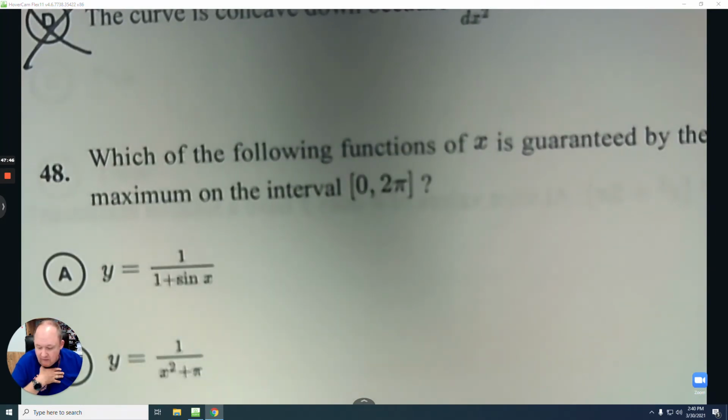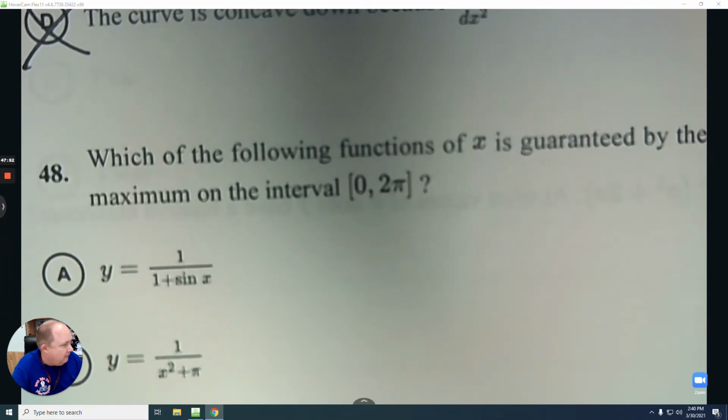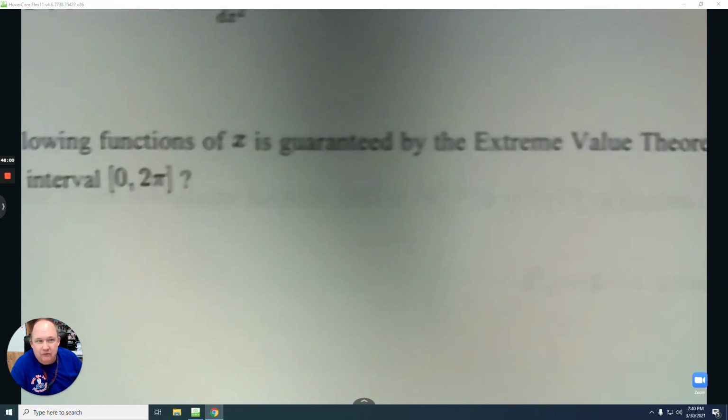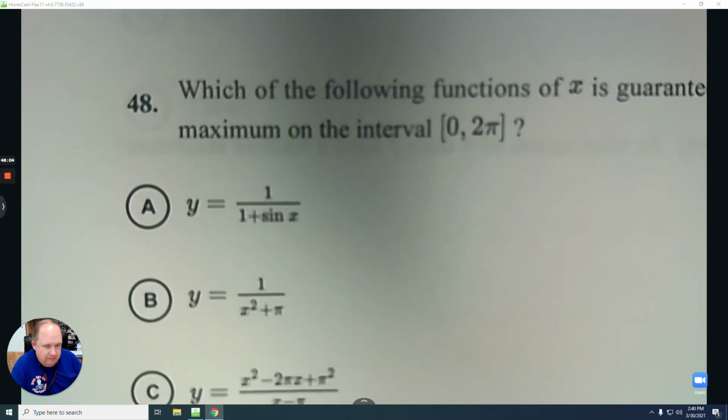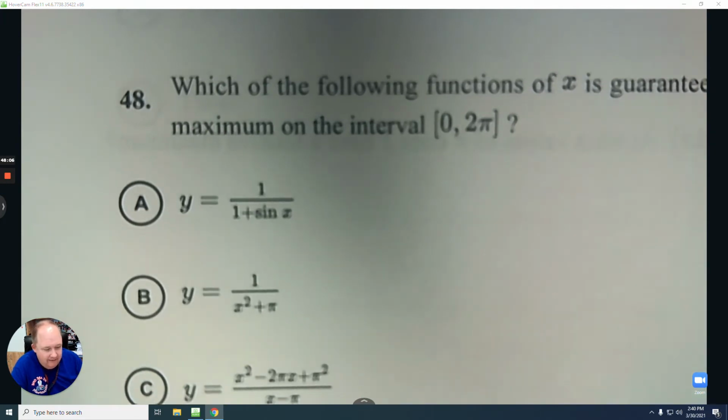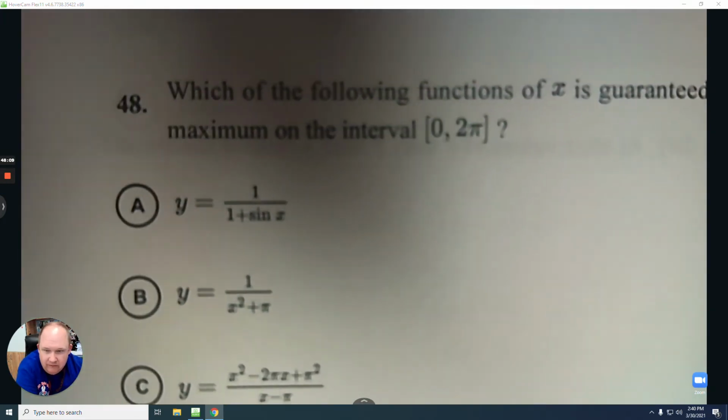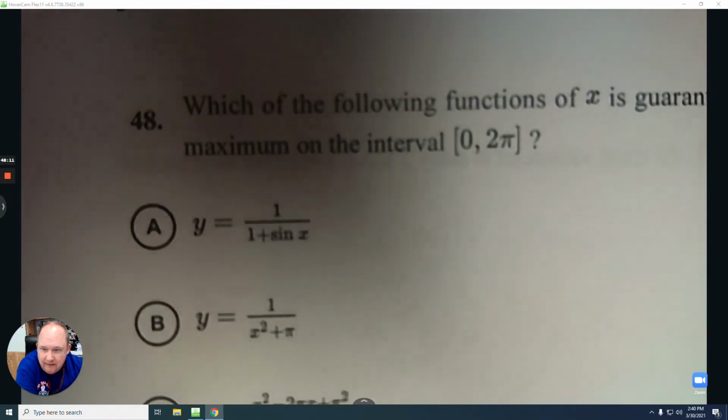Which of the following functions of x is guaranteed by the extreme value theorem to have an absolute maximum from 0 to 2 pi? So in order for there to be an extreme value, it has to be continuous from 0 to 2 pi. That's what they're looking for. Is there a value between 0 and 2 pi that would not make it continuous?